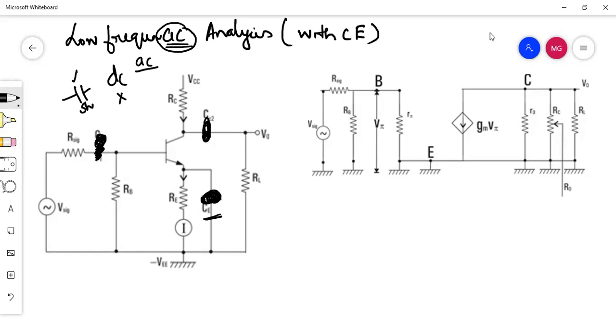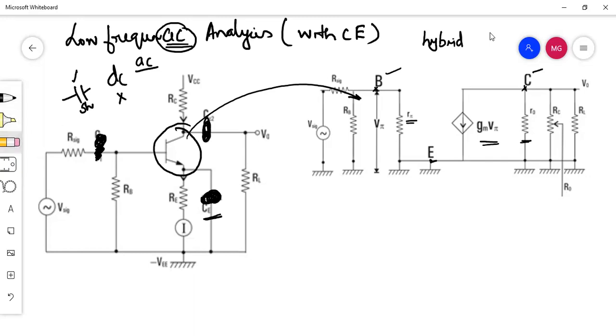Then I am drawing the circuit over here. So this figure, that is base, emitter, collector. This is the hybrid pi model, where the transistor is replaced by an equivalent model. You can see here R pi, gm V pi, RO, with the base, collector and emitter. This is the hybrid pi model.